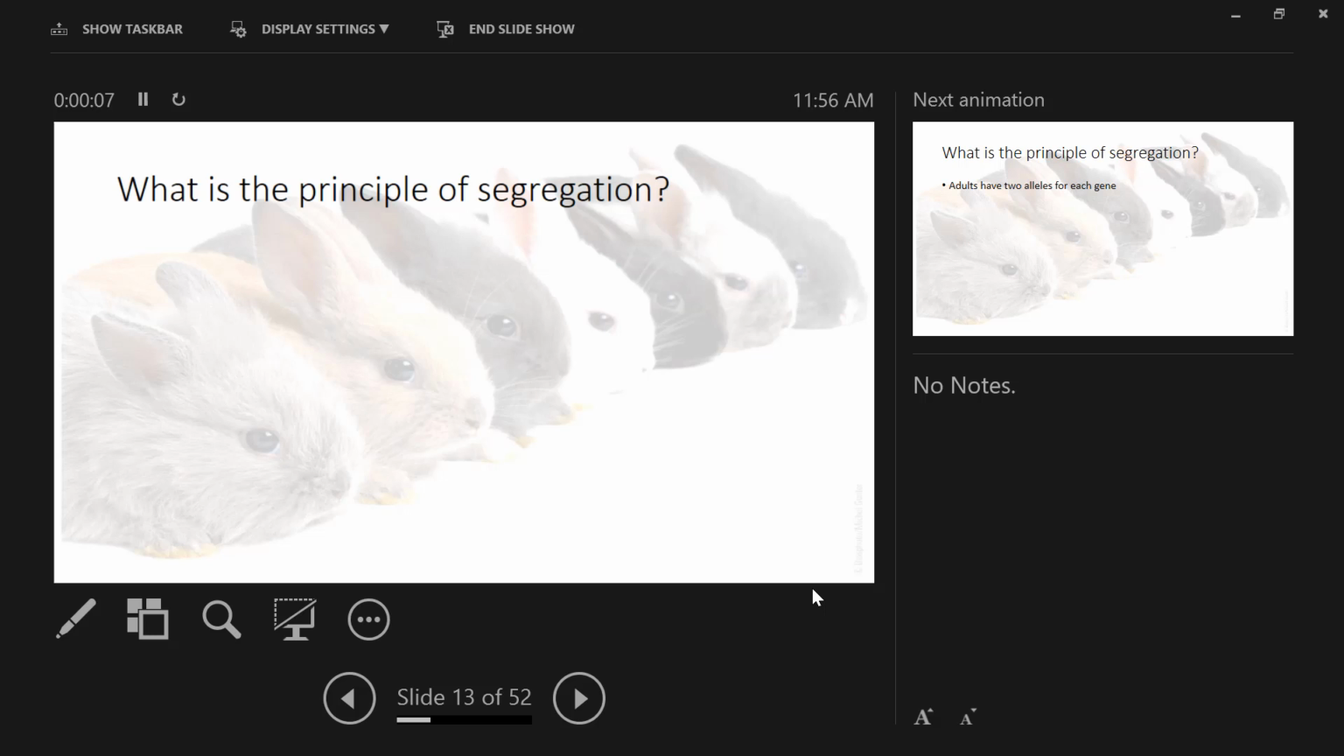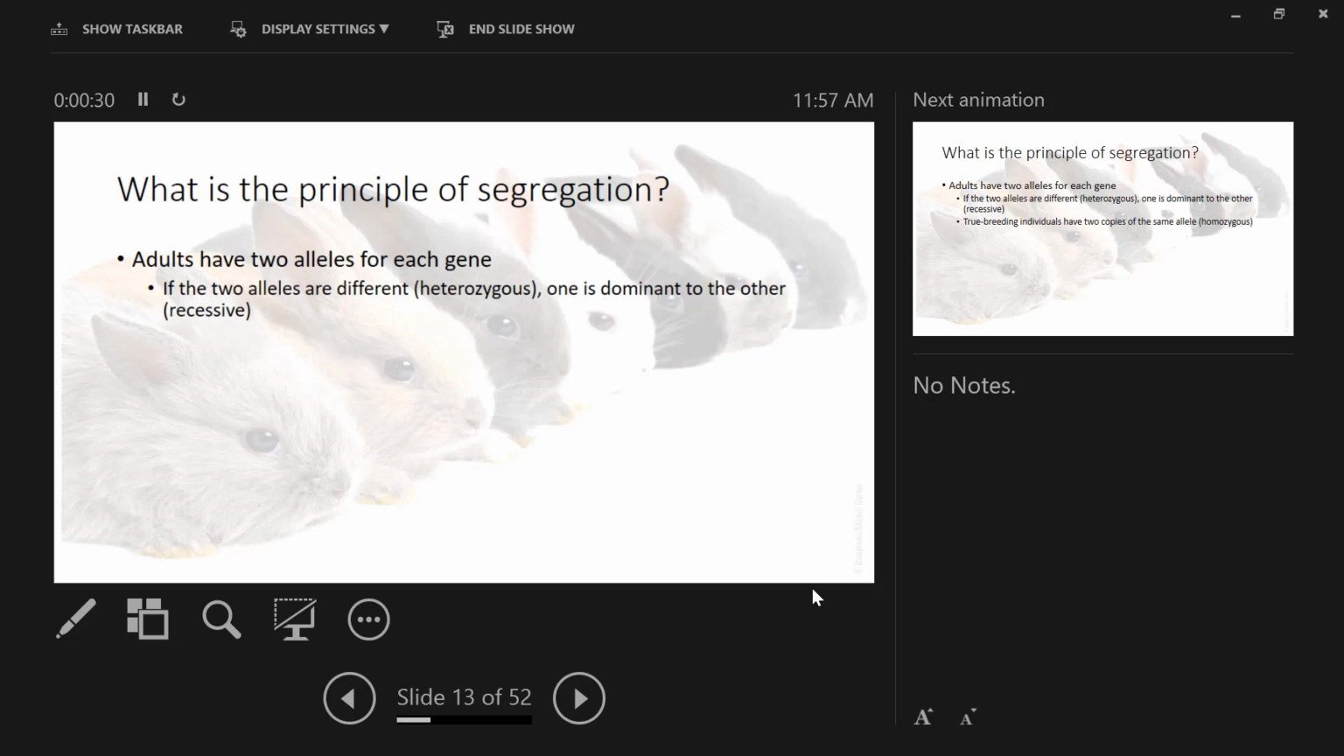We left off last time basically demonstrating the principle of segregation. We just mentioned on the quiz what the principle of segregation explains, but here we'll sum it up. Adults have two alleles for each gene. If the two alleles are different, we'd call these individuals heterozygous, one being dominant to the other. True breeding individuals have two copies of the same allele. They are homozygous, and this is what makes them true breeding. Every gamete they make carries the same allele.